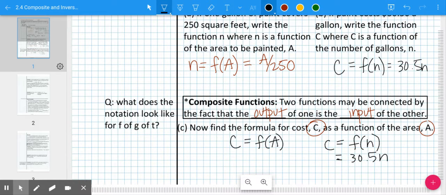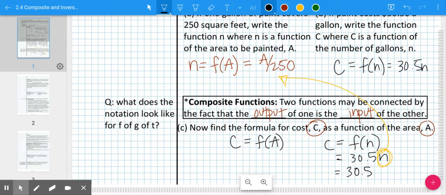C is still my output, so I'm going to keep this C, but I do not want N to be the input. So I am going to replace the N. I take N, I find what it is equal to, and I replace that. And I say, oh, instead of N, I'm going to replace it with, I have my decimal in the wrong place.